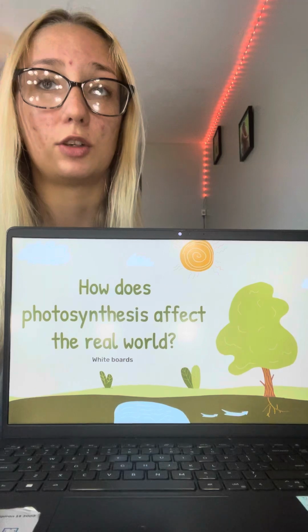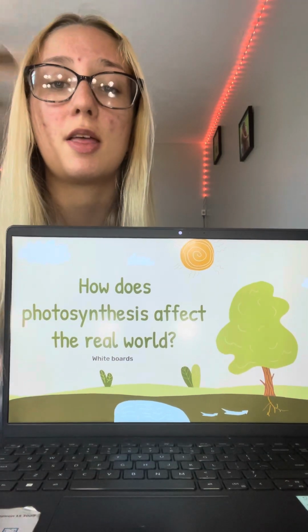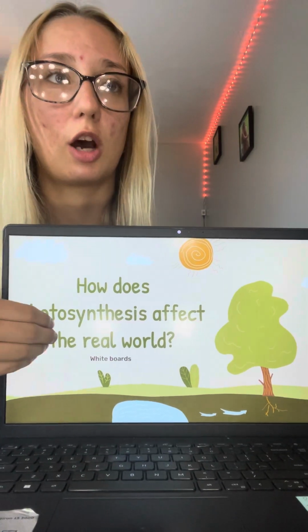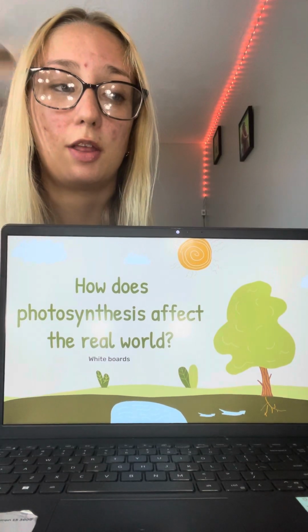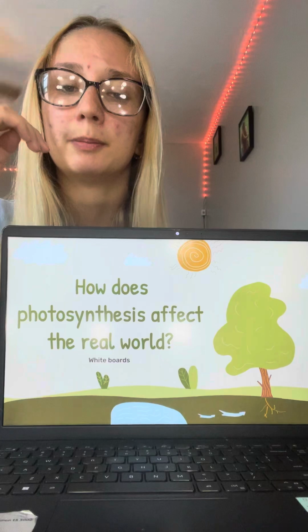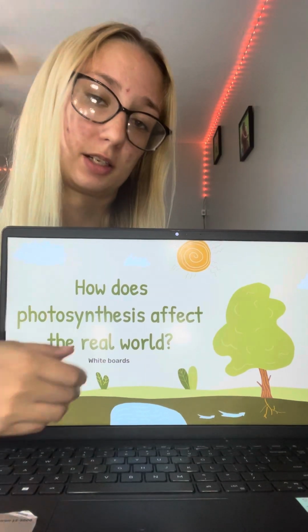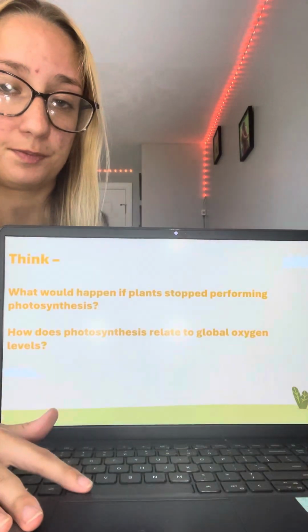And then, how does photosynthesis affect the real world? This is going to be another open discussion where we talk about photosynthesis, how it connects to other cycles such as nitrogen, the phosphorus cycle, things like that. And how photosynthesis has an effect on those cycles.